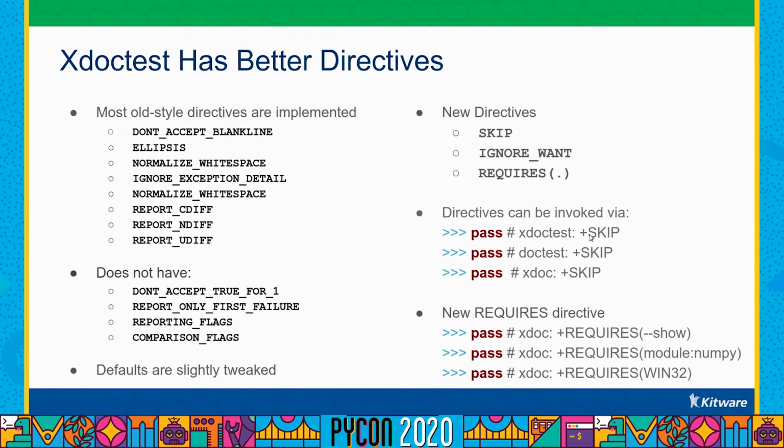So skip essentially skips the line that you're on, and requires will conditionally skip the line that you're on based on either a command line argument. In this case, this line will not run unless --show exists on the command line. You can also condition on if a module exists and is importable. In this case, we check to see if the NumPy module exists. Or you can condition on the operating system. And you can look in the documentation for more examples of what conditionals are possible.